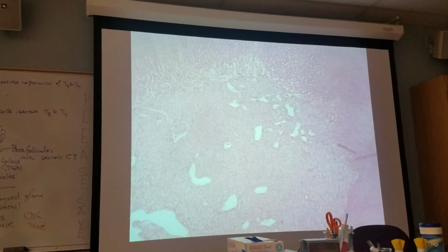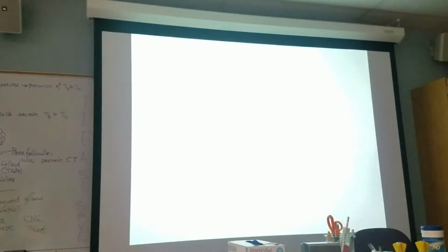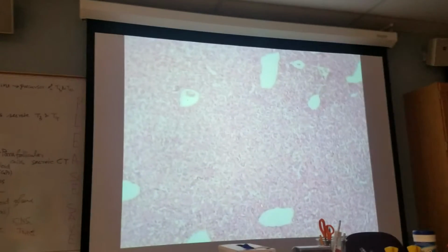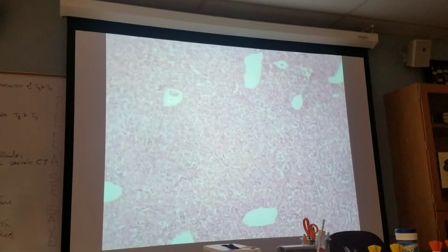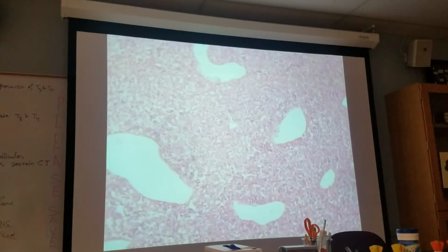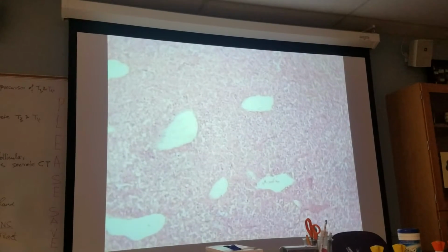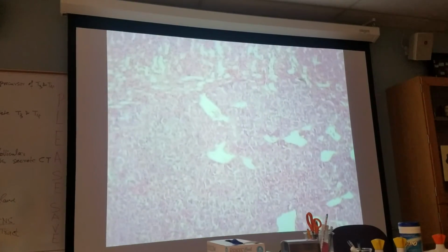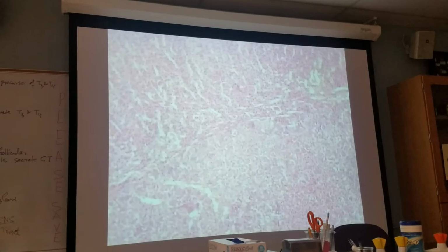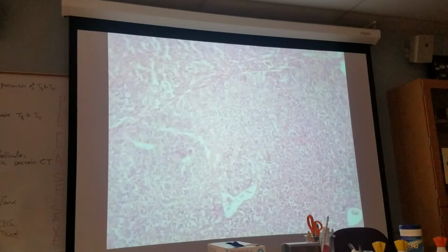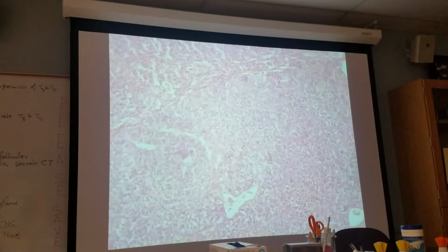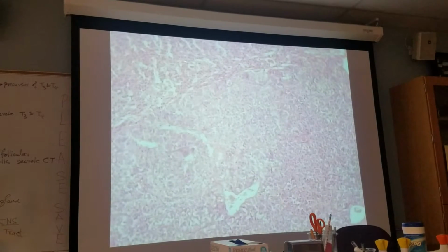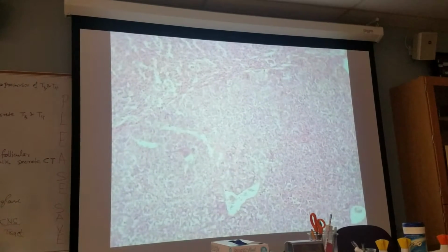So these cells I'm going to magnify. These are chromaffin cells. These are sinuses. And now you see the border. This is the border. This is the adrenal medulla. This side is the adrenal cortex.